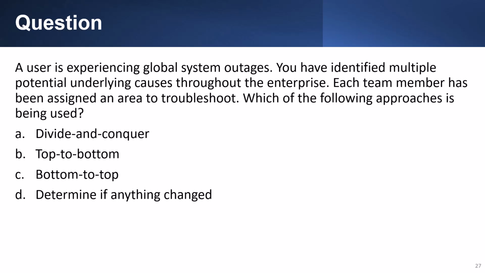Question: The user is experiencing global system outages. You have identified multiple potential underlying causes throughout the enterprise. Each team member has been assigned an area to troubleshoot. Which of the following approaches is being used? Answer: Divide and conquer.